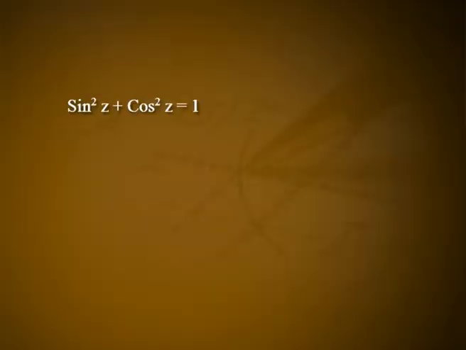sin(z1 + z2) = sin z1 cos z2 + cos z1 sin z2, and cos(z1 + z2) = cos z1 cos z2 - sin z1 sin z2. Consider example 2. Let's prove that sin²z + cos²z = 1.